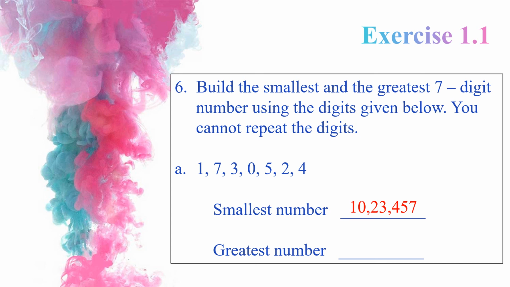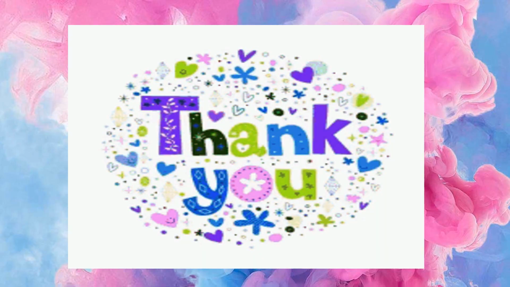10,23,457. To get the greatest number, we need to arrange the given digits in descending order. That is, from largest number to the smallest number. After writing all the numbers, separate the commas based on the Indian system. Therefore, if we arrange the numbers in descending order, we get 7, 5, 4, 3, 2, 1, 0. So, the greatest number is 75,43,210. Thank you, children.